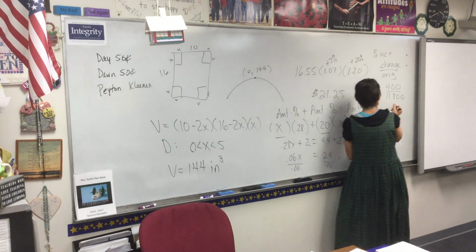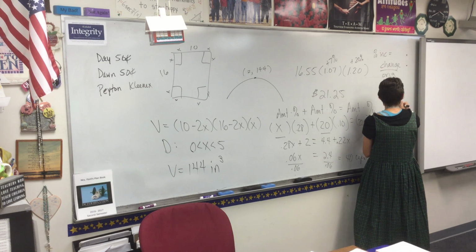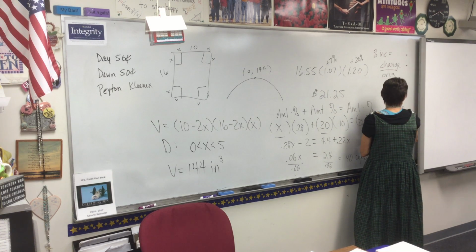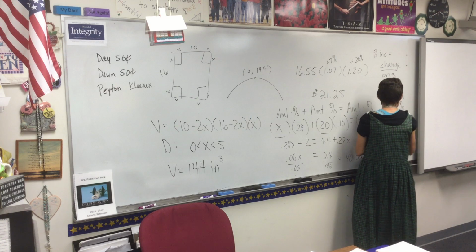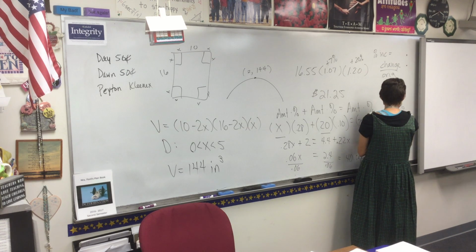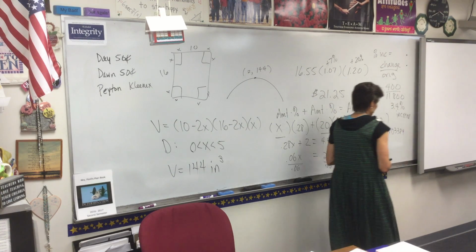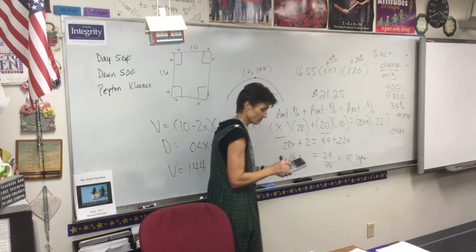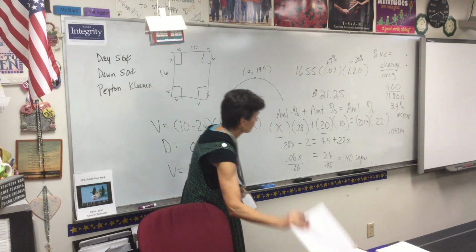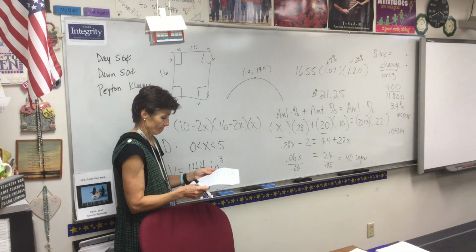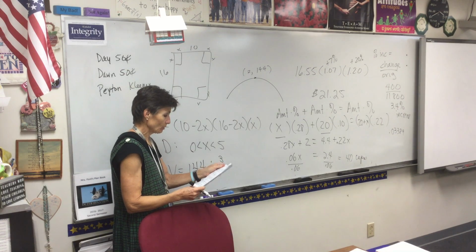What is that? About a 3.4% increase. The decimal actually was 0.3389. So that's 3.4% roughly. We're done with the word problems, all right.